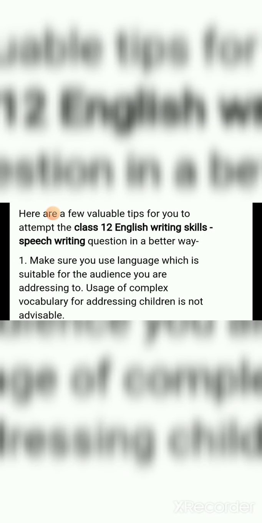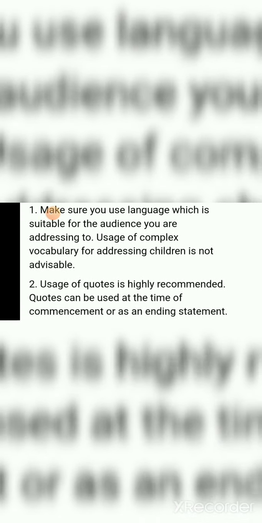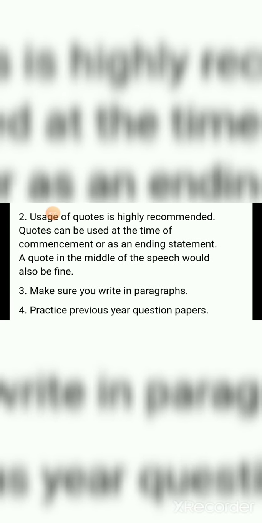Let's recap what I have explained. A few valuable tips to recap. Number 1, make sure you use language which is suitable for the audience you are addressing. Usage of complex vocabulary for addressing children is not advisable. This is for speaking on stage, so avoid that. But when you are writing, you need to use more complex sentences and unique vocabulary, meaning extensive vocabulary, different words.